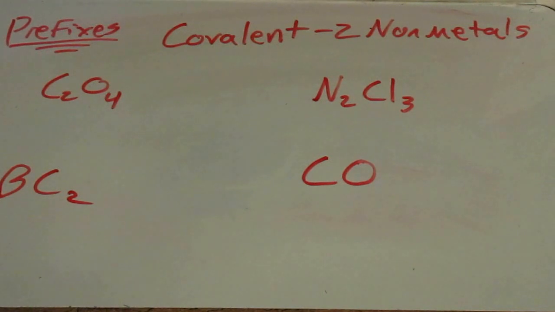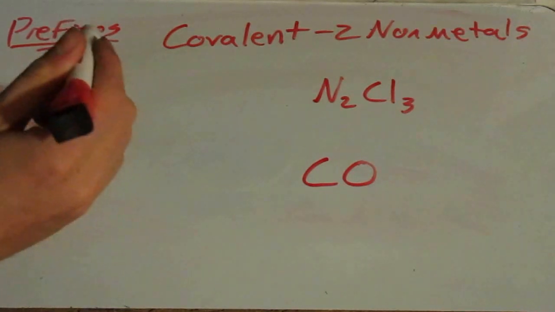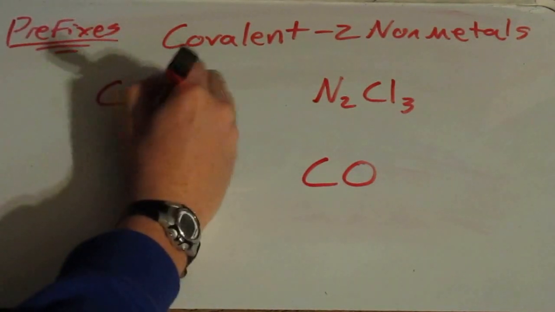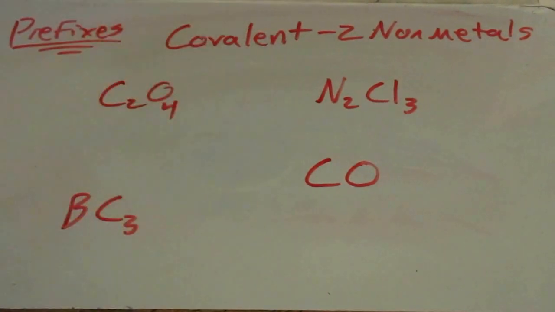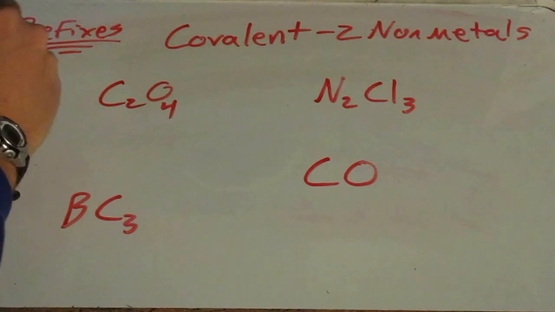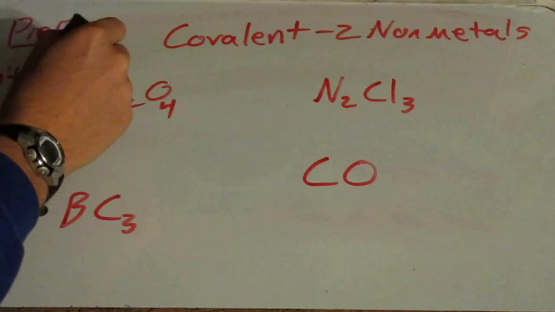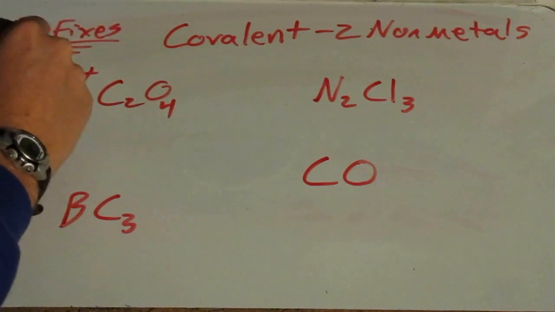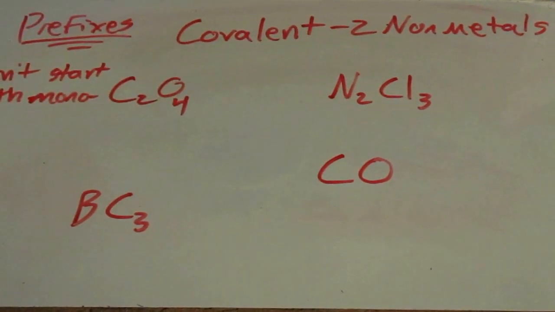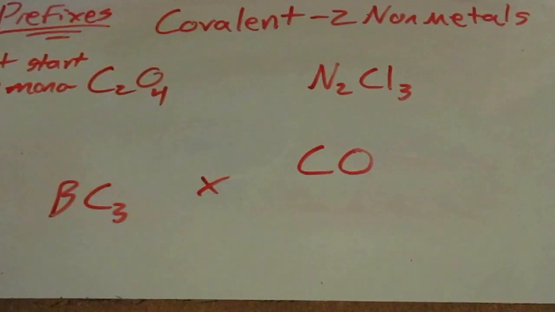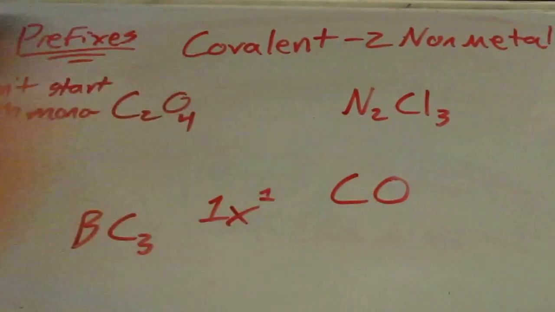But with the prefixes, you cannot start with mono. For the sake of this, I'm just going to rewrite these over here. I'm going to change that one up a little bit. Again, you can't start with mono. It's redundant. For example, you wouldn't say that that's 1x. You just wouldn't. You would not say that this is 1x to the first power either.